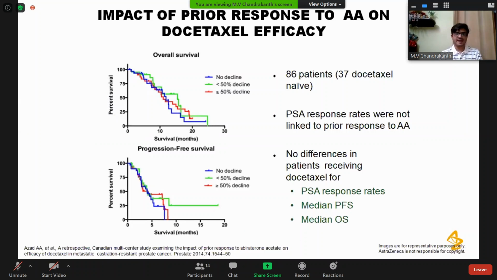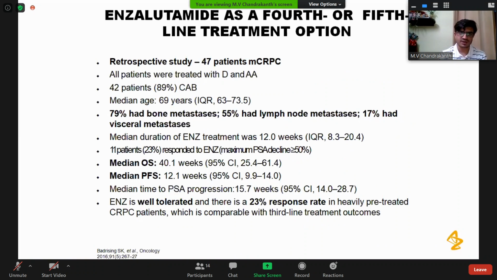So what is the impact of prior response to abiraterone on docetaxel efficacy? Basically, whether the patient received abiraterone before or not, in the hormone sensitive setting or in the CRPC setting, the docetaxel efficacy is not altered. PSA response rates were not linked to prior response to abiraterone. So we can use docetaxel irrespective of whether endocrine therapy was used before or not.